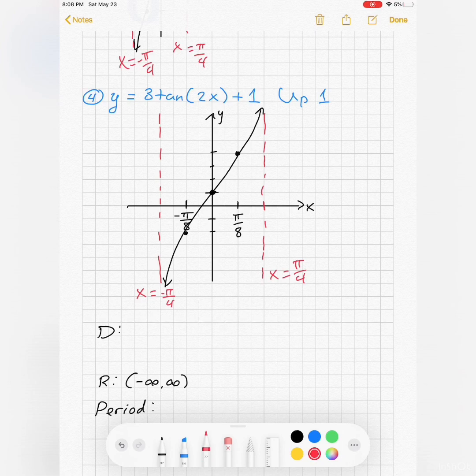Let's see what the period is. Pi fourths to plus pi fourths, pi halves. Domain. I use my template. All the x's where x does not equal first asymptote, which is pi fourths, plus the distance between the asymptotes, pi halves, times k. K is an integer.